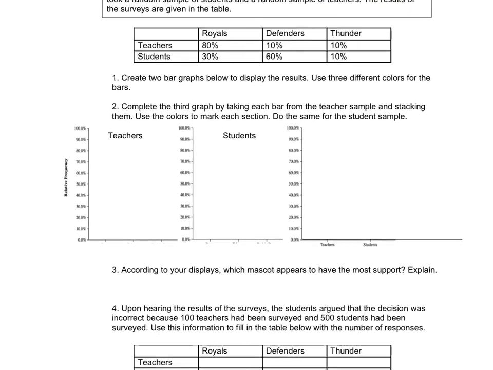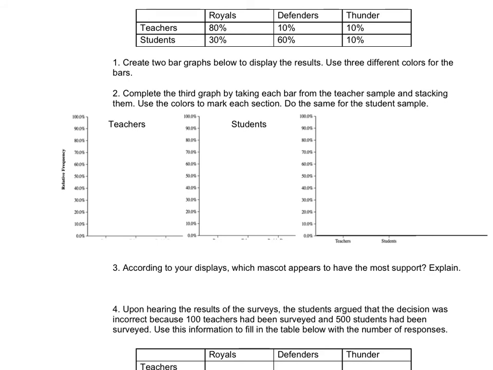Okay, so we're not going to use Statplet for this. We're going to do this by hand. We're going to create 2 bar graphs below to display the results. We're going to use 3 different colors for the bars. So here we go. All right, so the first one, see, they've labeled everything. They haven't labeled the bottom yet. Let me label this. This is going to be Royals, Defenders, and Thunder. I got cut off, I think. So let's go ahead, and for the Royals, we'll do that in blue because, you know, royal blue. 80%. So here's 80%.